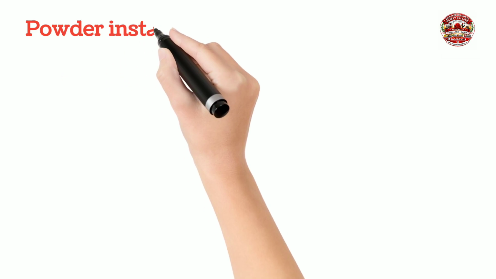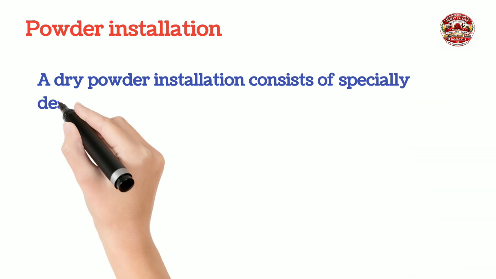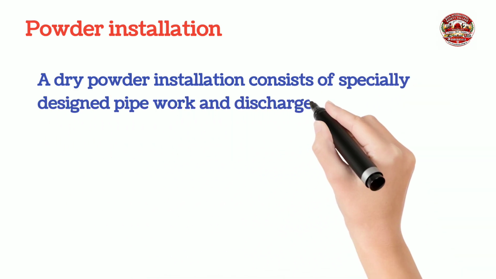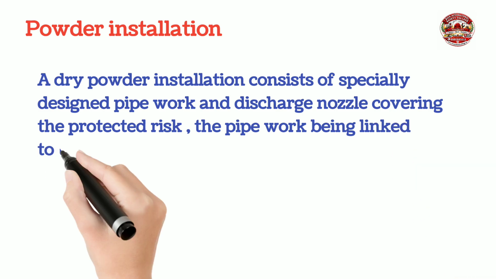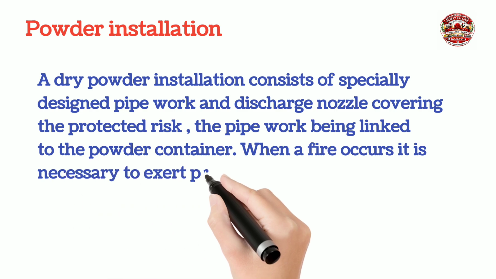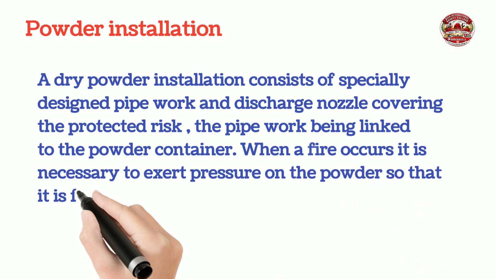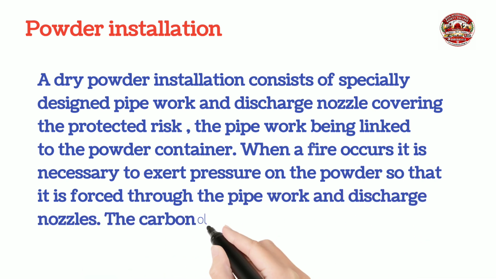Powder installation. A dry powder installation consists of specially designed pipework and discharge nozzles covering the protected risk, the pipework being linked to the powder container. When a fire occurs, it is necessary to exert pressure on the powder so that it is forced through the pipework and discharge nozzles. The carbon dioxide released ejects the powder.